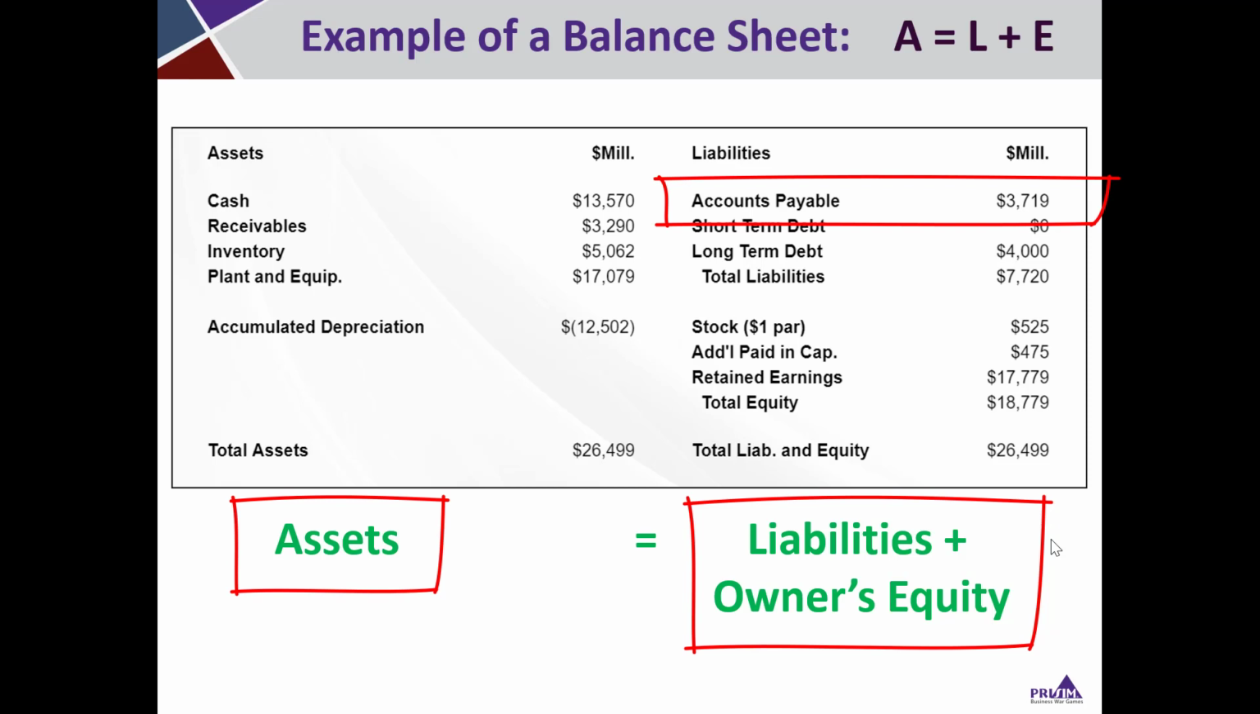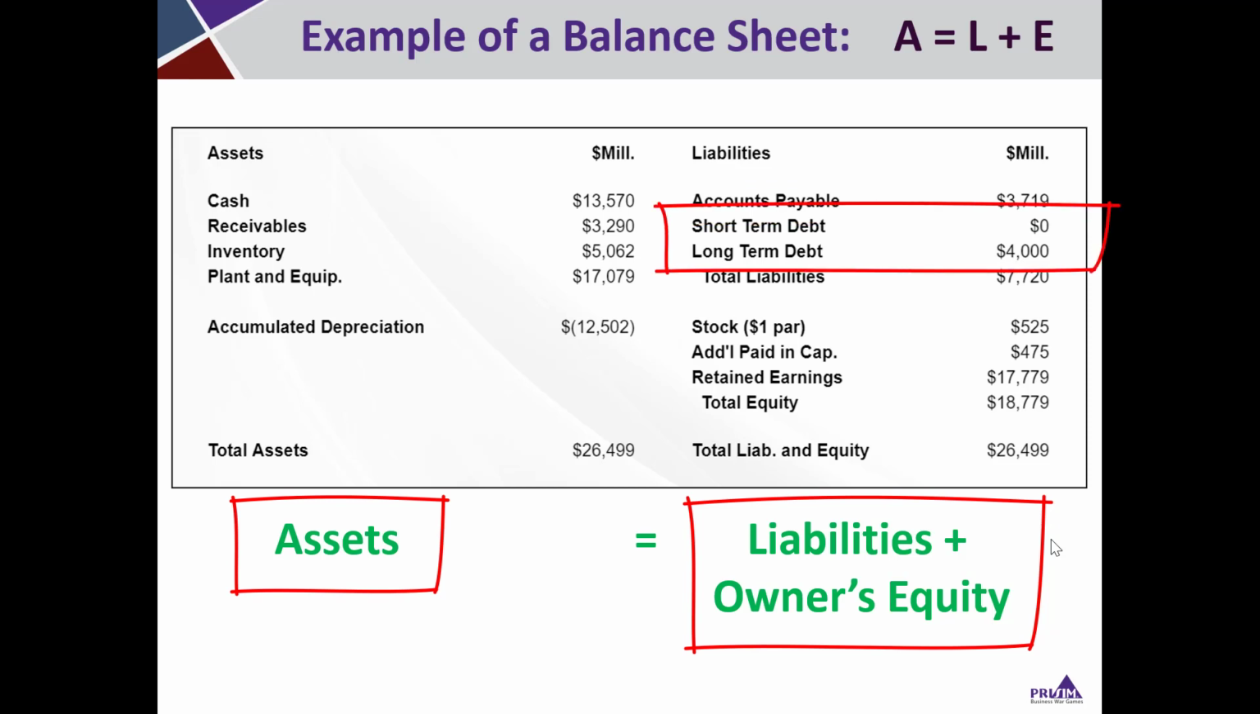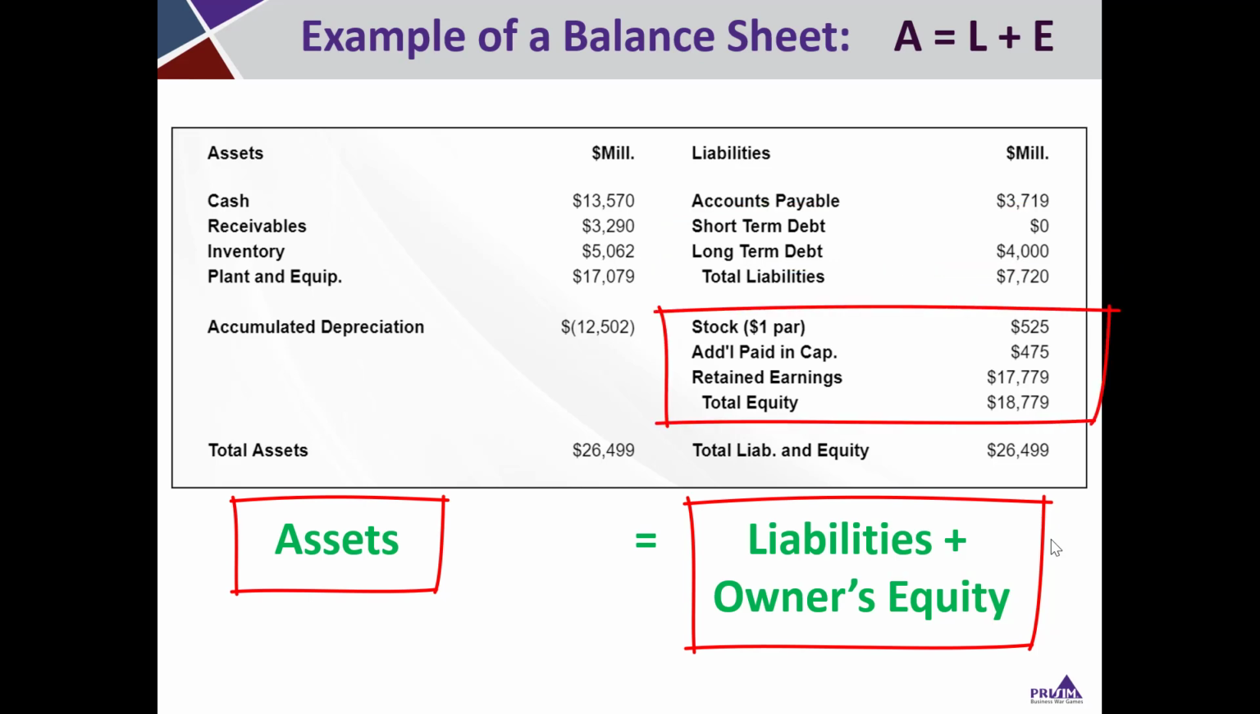Accounts payable. How much debt do we have? That's short-term debt and long-term debt. And we could ask, how much money have the shareholders put into the business? That's stock, the money they put into the company, and also retained earnings.